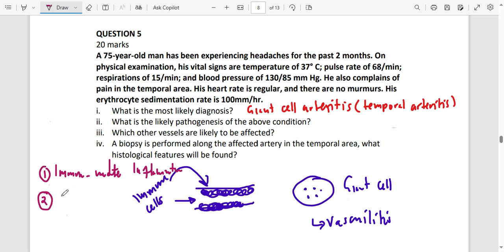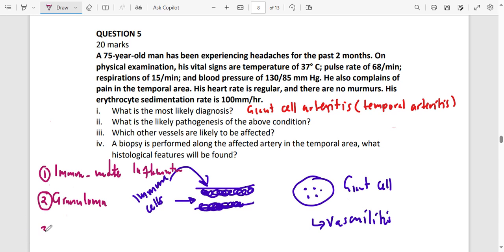The second thing is there's going to be the formation of granuloma. This granuloma is formed because those immune cells that were attacking the blood vessel have started joining. They are clustering together, so they end up forming a giant cell. And that giant cell will start destroying the wall of the artery.